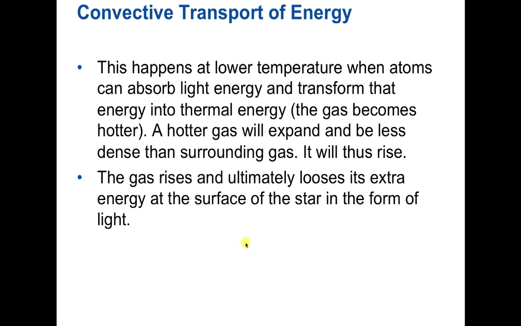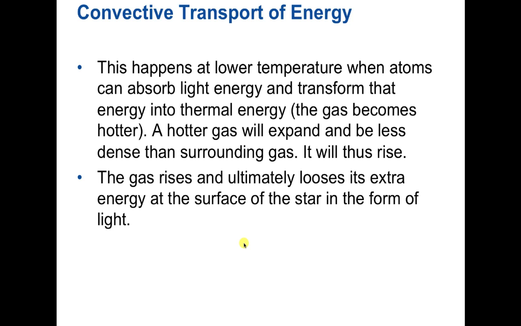And so the gas rises, and ultimately it'll lose its extra energy at the surface of the star, when that energy is then turned into the form of light energy. And so convection happens when the temperature is not too high, so that the gas can still be atoms with electrons around them, and not just ions.